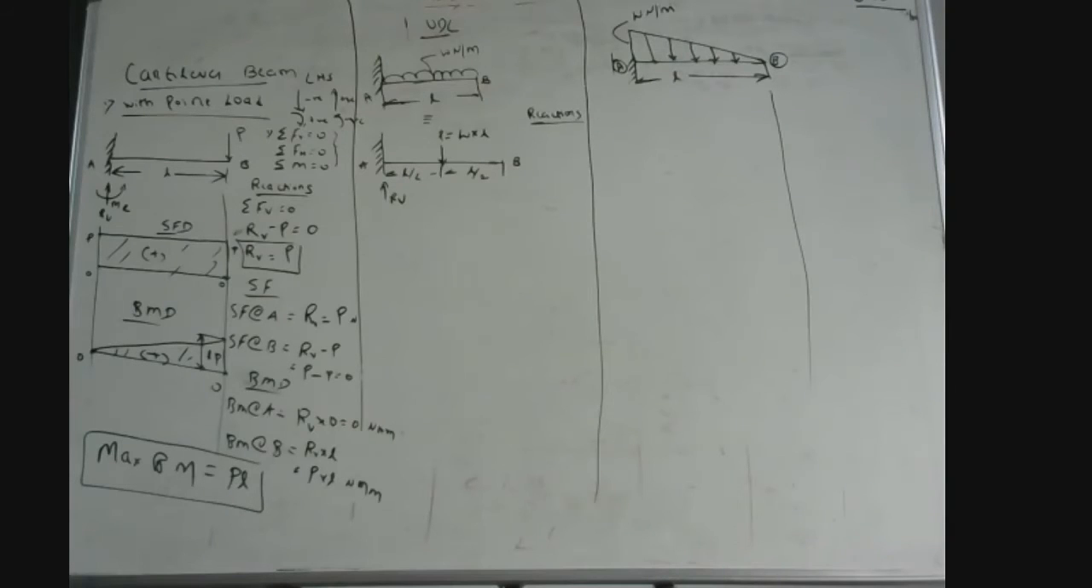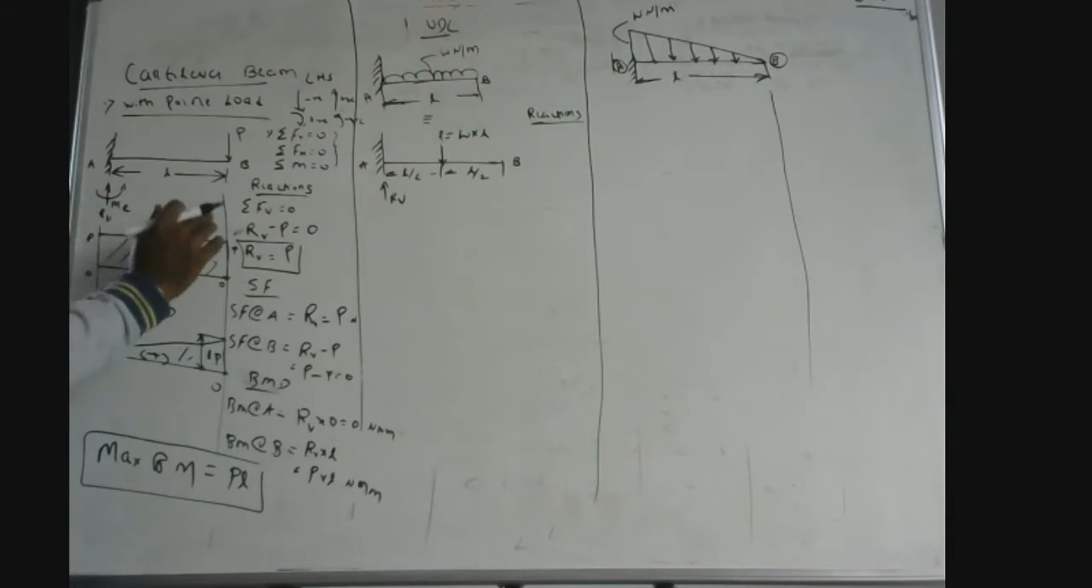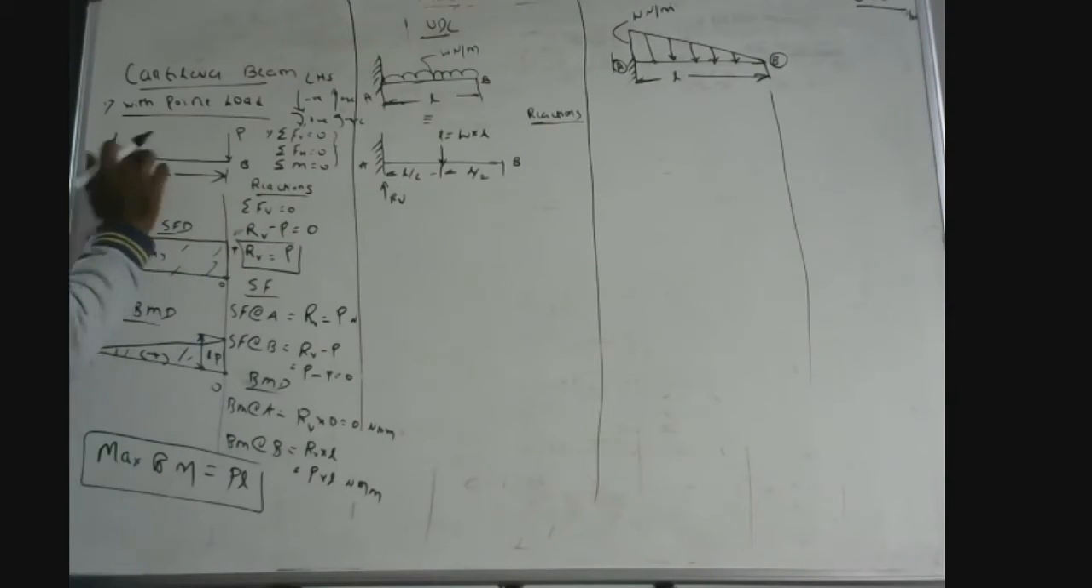In some textbooks, for a cantilever beam, they proceed from right to left. For other types of beam, they proceed from left to right. Why do they proceed from left to right? Because when you proceed from left to right, there's no need to calculate RV.